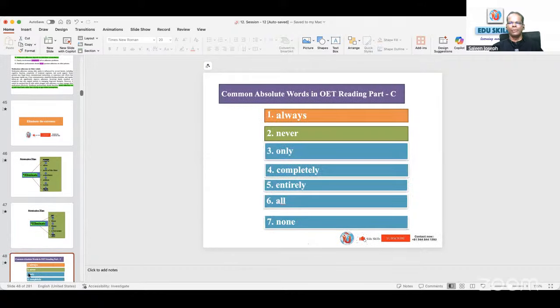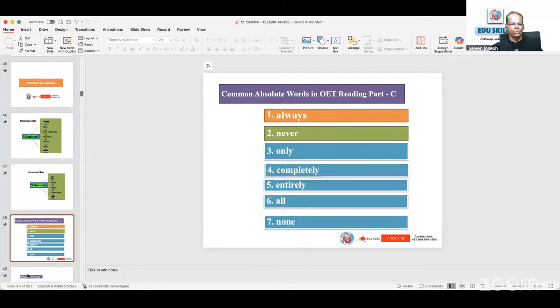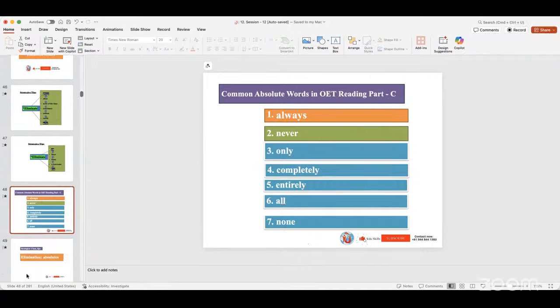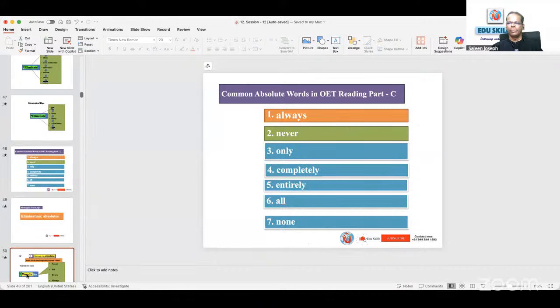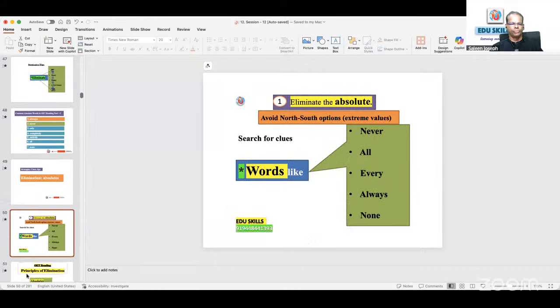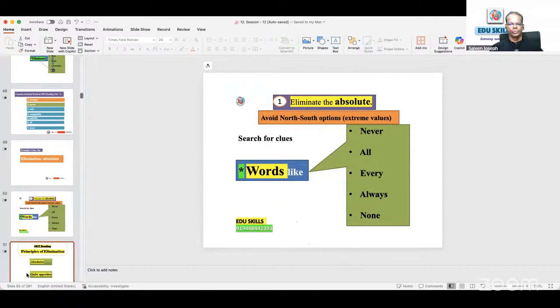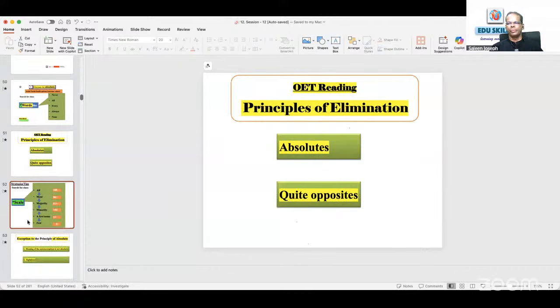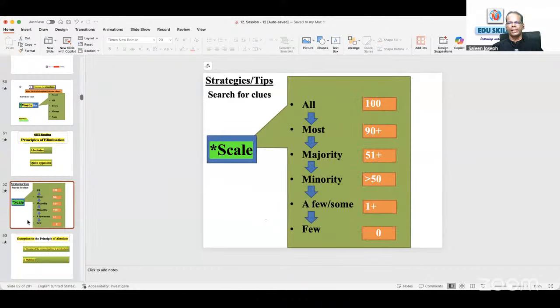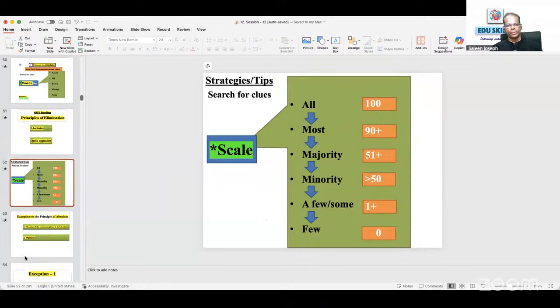Usually you have words like always, never, only, completely, entirely, all, none. All these are the absolute words. Let's check some more: never, none. This is only for the beginner, so I am just having a glance: all means 100, few means 0, a few means some. So they are known as the absolute words.